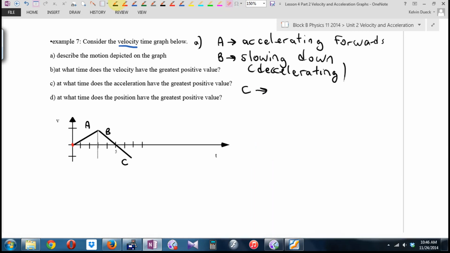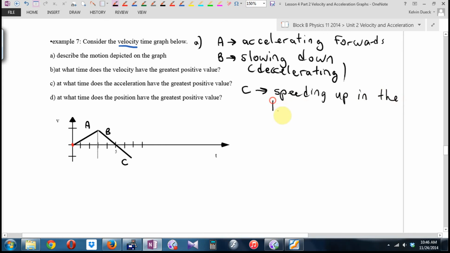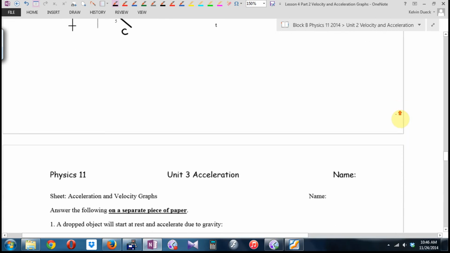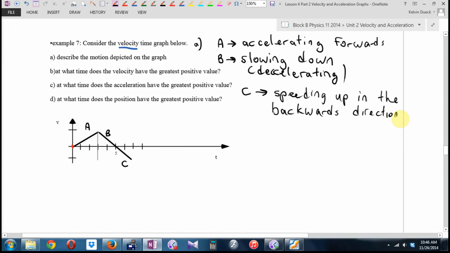So section C, speeding up in the backwards direction. Speeding up in the backwards direction.